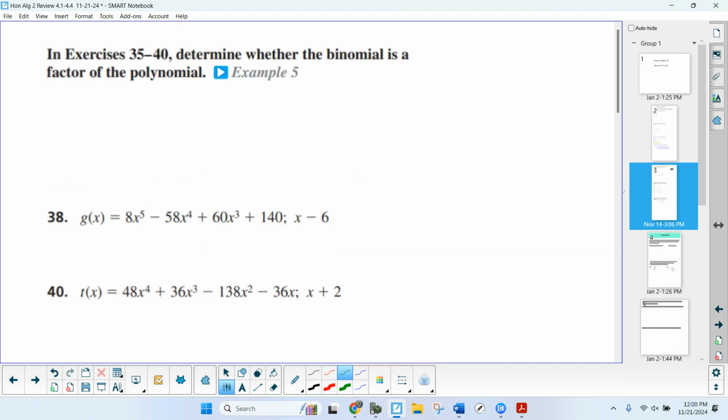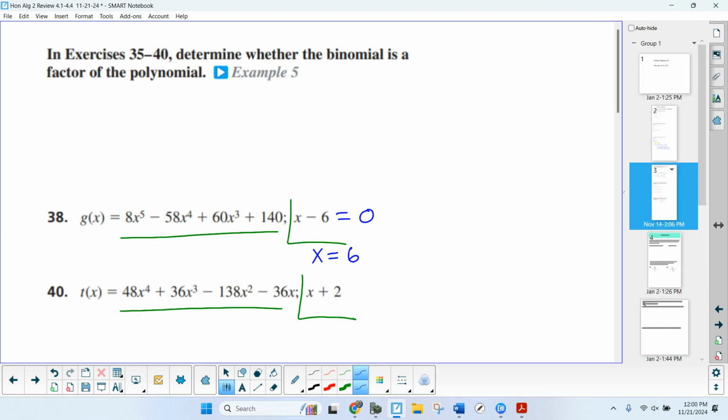Next one. Determine whether the binomial is a factor of the polynomial. So they want to know, is this a factor of that? Use synthetic division and see if your remainder is what? 0. If the remainder is 0, it's a factor. If it's not 0, it's not a factor. The only thing you have to do is set this equal to 0. So what do you put on the outside? 6. What do you put on the outside here?